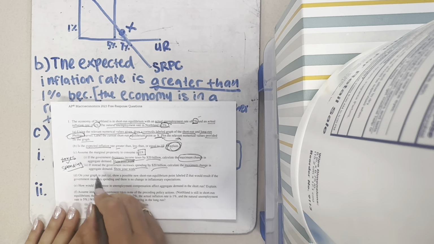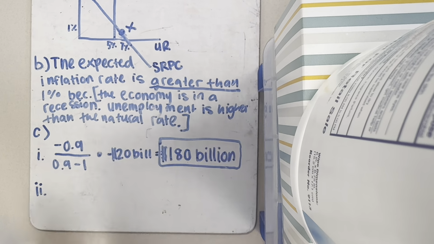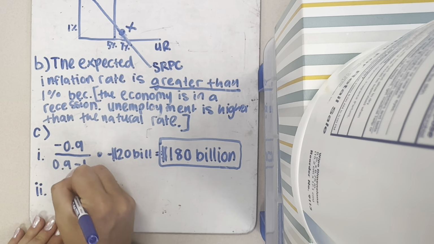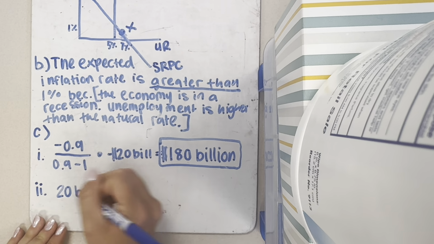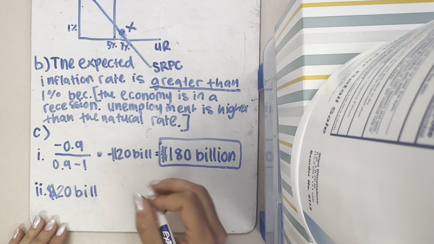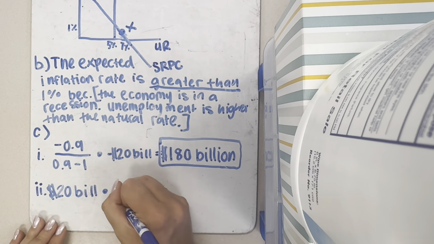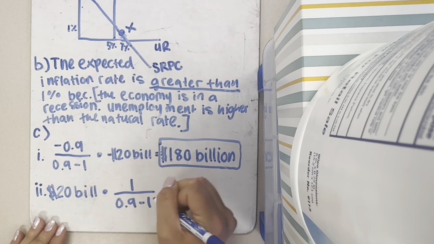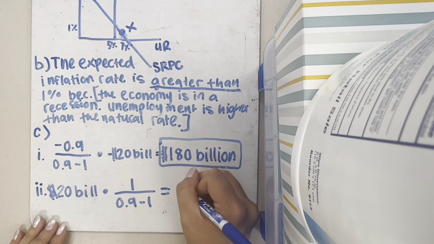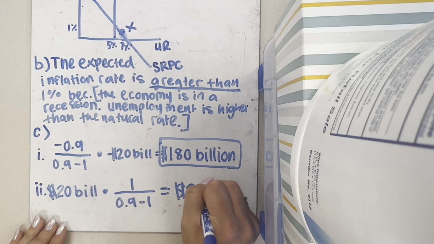If the government increases spending by 20 billion, for the maximum change in aggregate demand, we're going to multiply 20 billion by 1 over 0.9 minus 1, and that would equal 200 billion, as Katie shows here.